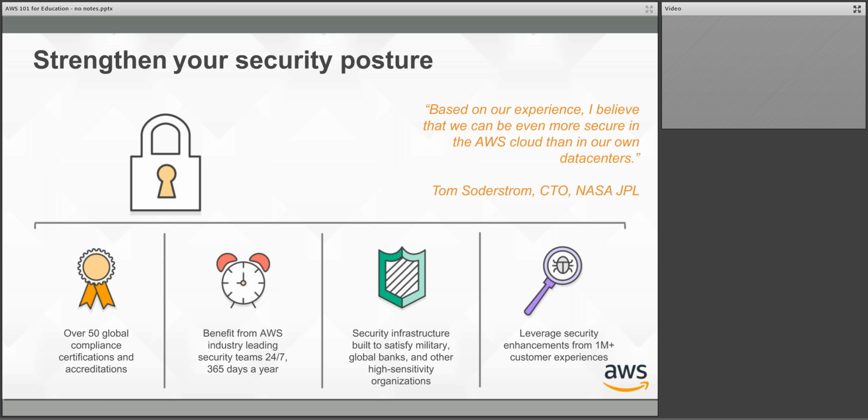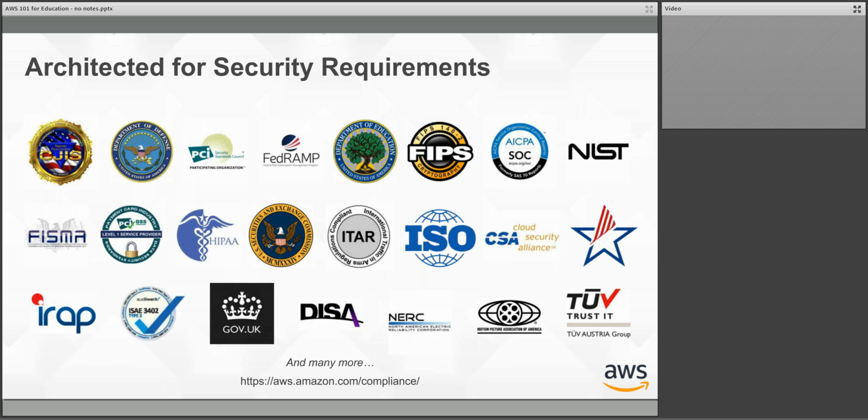And we do this on several fronts. We have over 50 global compliance certifications and accreditations. For schools, we have white papers to outline FERPA compliance and individual mandates. If you want to do HIPAA workloads, do PHI, we sign BAAs with customers, and we have great white papers and resources to help customers with that.